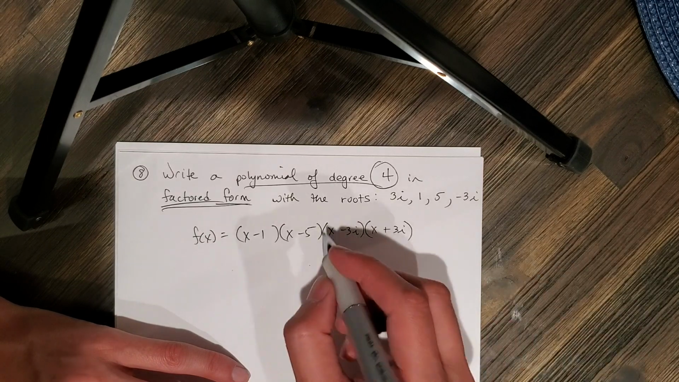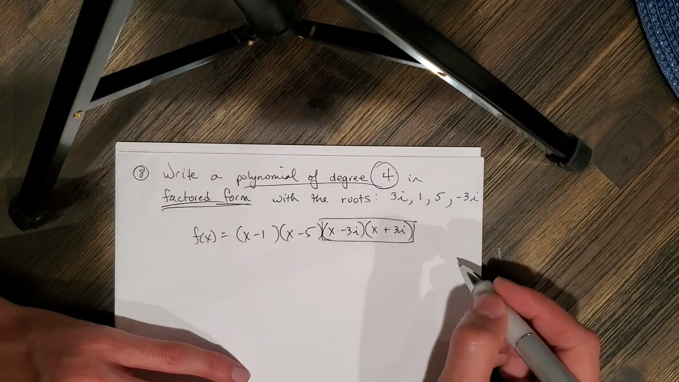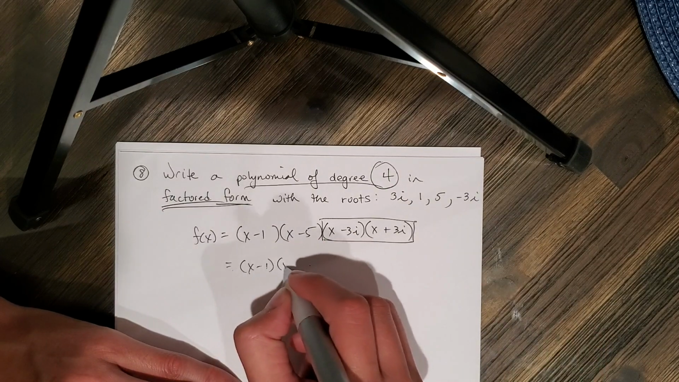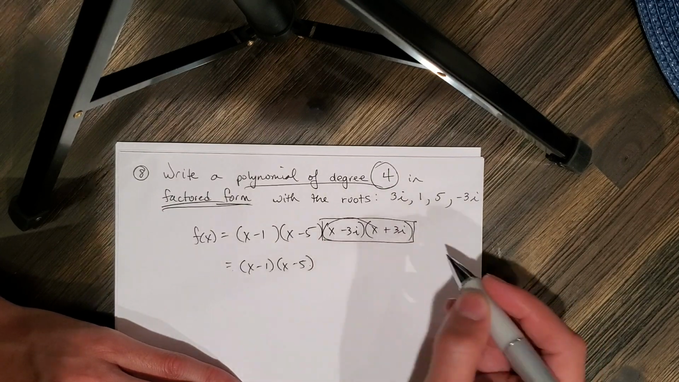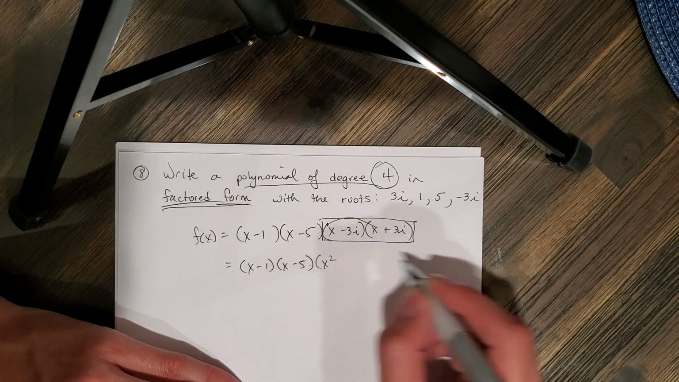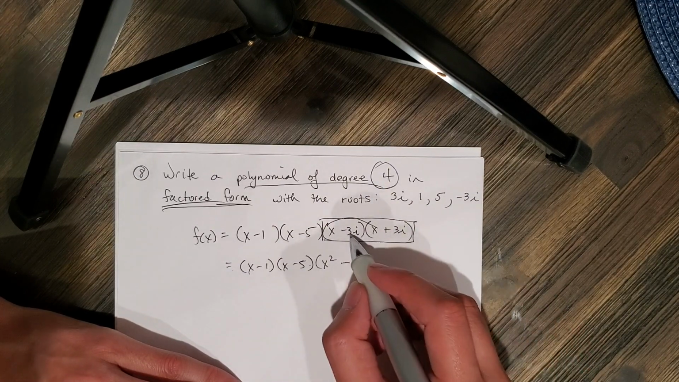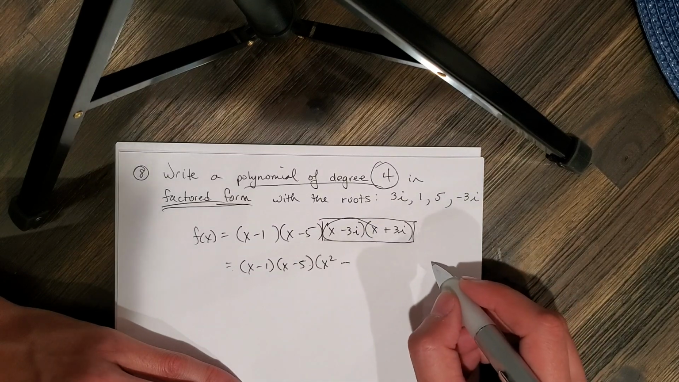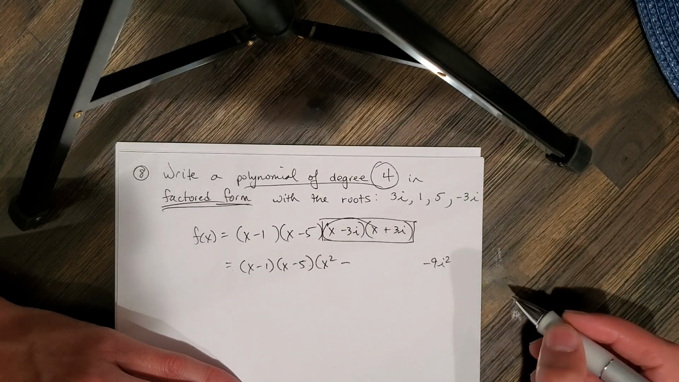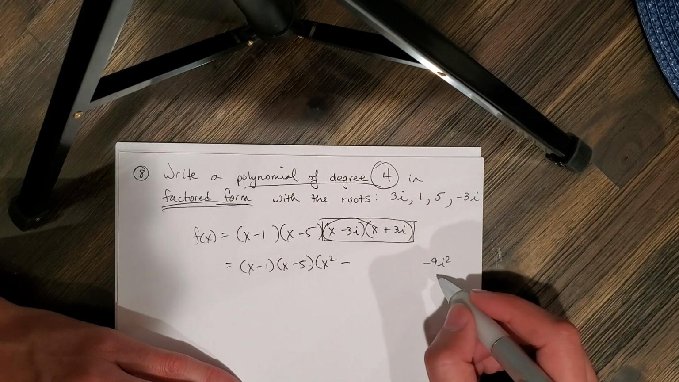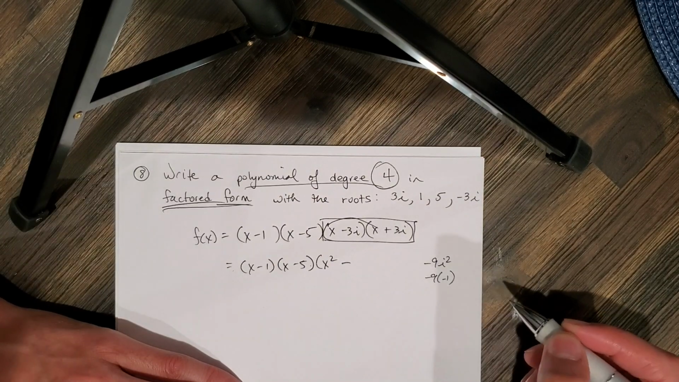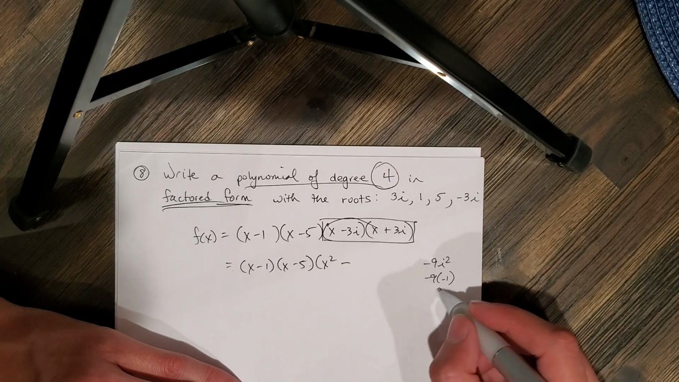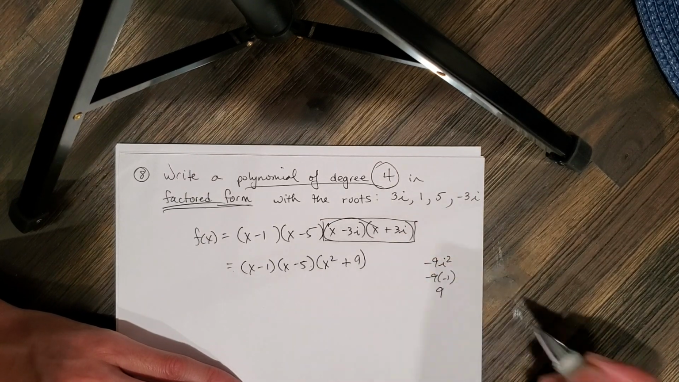You can multiply this out if you wish, just so that it's not in imaginary form. It would look like this, x minus 1 times x minus 5. And then you multiply this out, that'll be x squared minus, now remember, negative 3i times positive 3i, that's negative 9i squared, right? But what's i squared? Well, that's negative 1. And so what's negative 1 times negative 9? Oh, that's positive 9. So we can actually just write it like this.